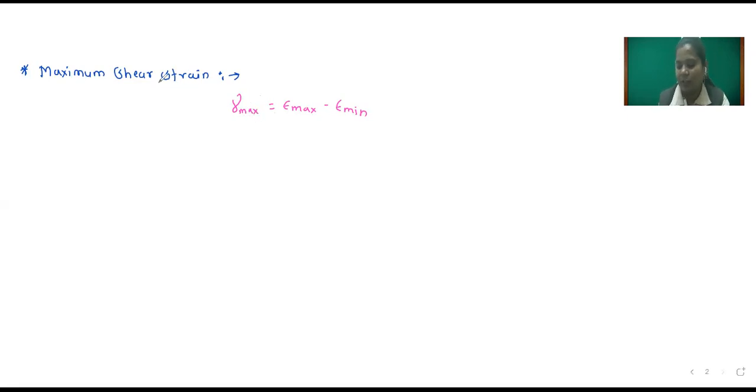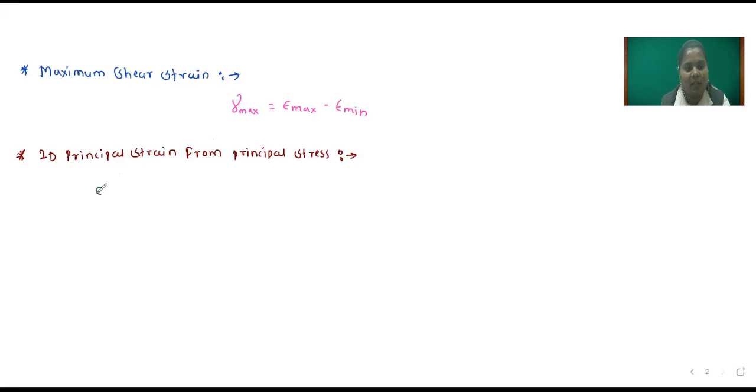Then next we will see principal strain from principal stresses. Suppose stresses are given and from that we have to find out strains. So this is the next important point: 2D principal strain from principal stresses. Suppose stresses are given and from that you have to find the strain. At that time, which equations are useful?